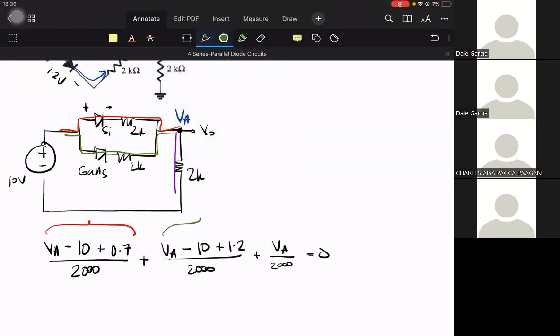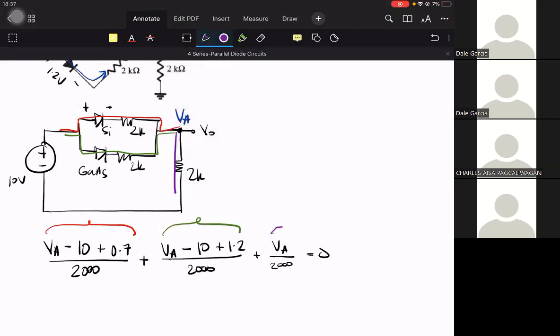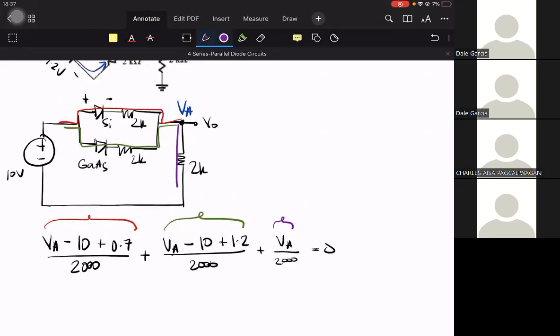Ang green would be this one, and ang purple, okay, kana. So one equation na unknown. So that equation, VA is equal to, problem shift solve. We could shift solve this one. 10 plus 0.7 by 2K plus VA minus 10 plus 1.2 by 2K plus VA over 2K.